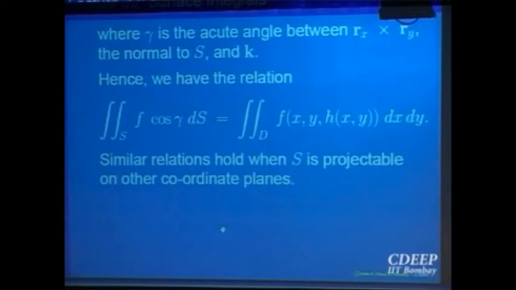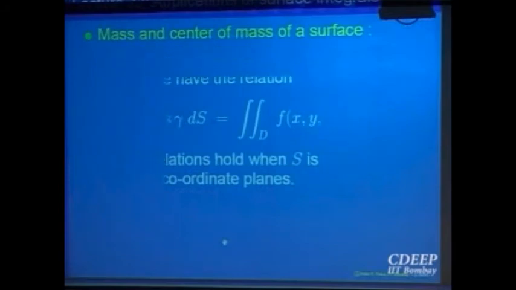Similarly, three relations will hold like this. Supposing the surface is also projectable onto the xz plane and yz plane, we will have the integral of f cos beta dS, and the integral of f cos alpha dS, with alpha, beta, gamma. Three expressions will be there depending on whether you are projecting onto the xy plane, yz plane or zx plane. We will come to it; I don't want to hurry too many things at one time. So let us keep that expression as it is: for a scalar field f, the integral of f cos gamma is equal to the double integral of f over the domain, the projection onto the plane.